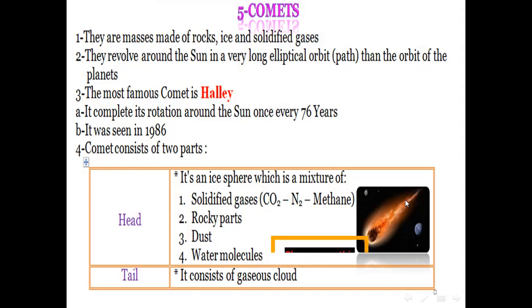The most famous comet is called Halley. Halley's comet completes one complete rotation around the sun once every 76 years. In order to complete just one cycle around the sun, it takes 76 years. It was seen last time in 1986.